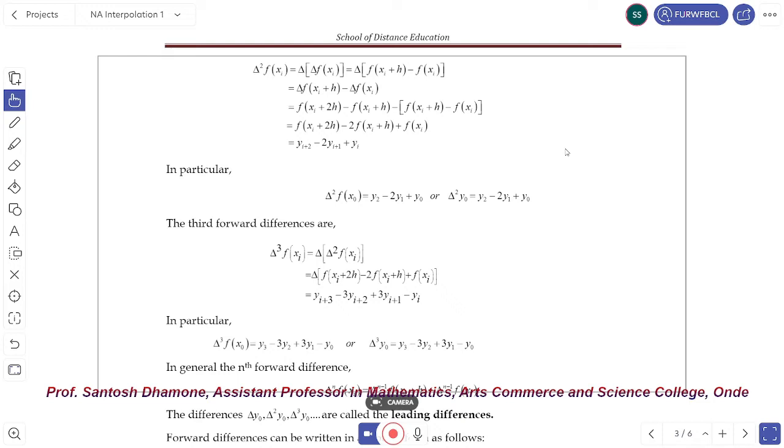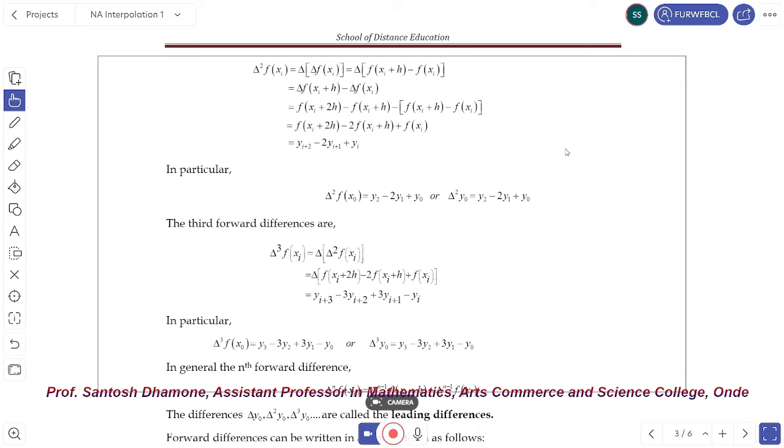Okay, the second difference is calculated as follows. Delta square f of xi is equal to delta into delta. That is, delta square is written in the form of delta into delta. Delta operates on delta f of xi, which is equal to delta in bracket, first the definition of the first difference operator, delta f of xi is equal to f of xi plus h minus f of xi. So delta operates on the bracket, then we get delta f of xi plus h minus delta f of xi.